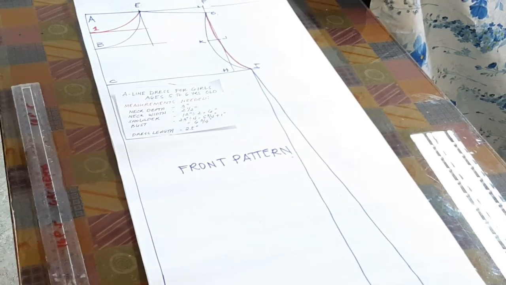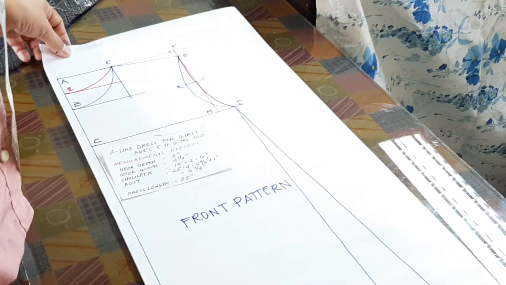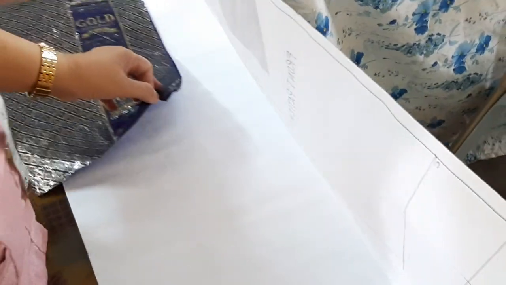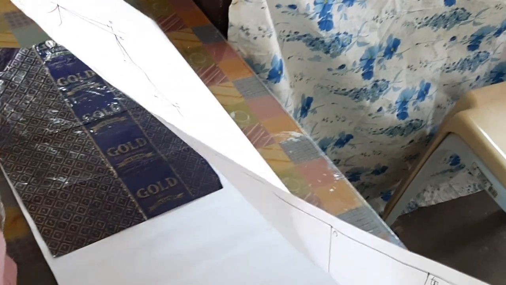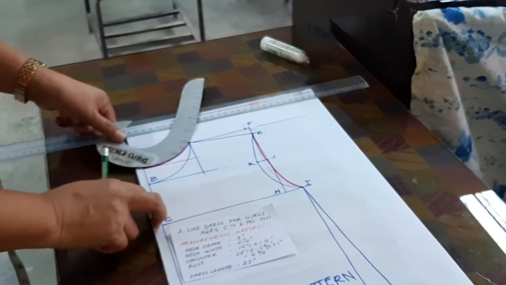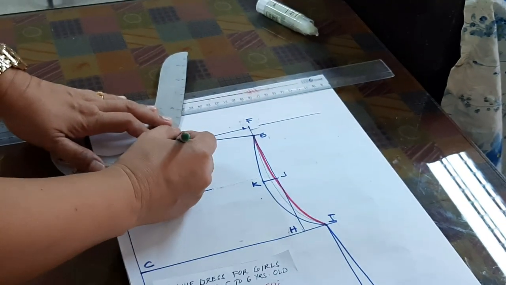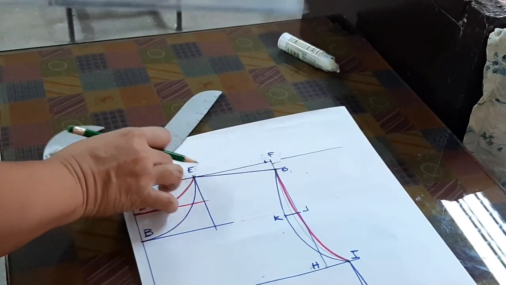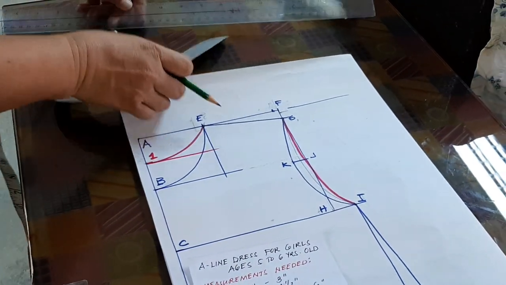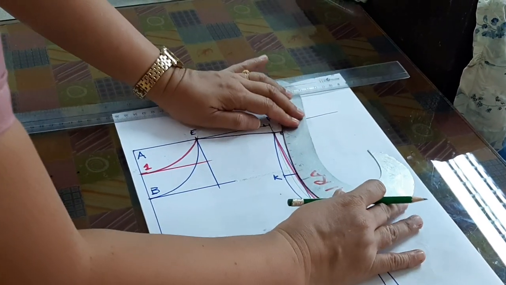So let us trace the back part. Again, use another sheet of carbon paper and then use the carbon paper to transfer all the markings. First, trace the back neckline and then the shoulder. Next, the armhole.